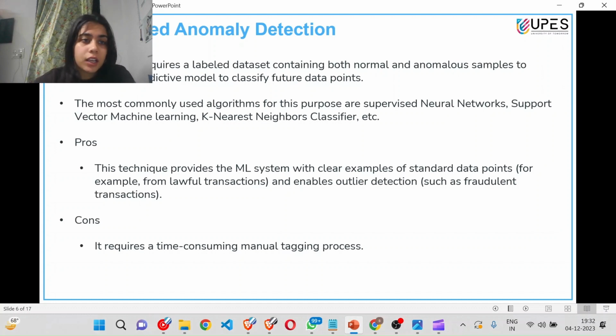The pros of this anomaly detection technique is that it provides the ML system with clear examples of standard data points. Cons, it requires a time-consuming manual tagging process.